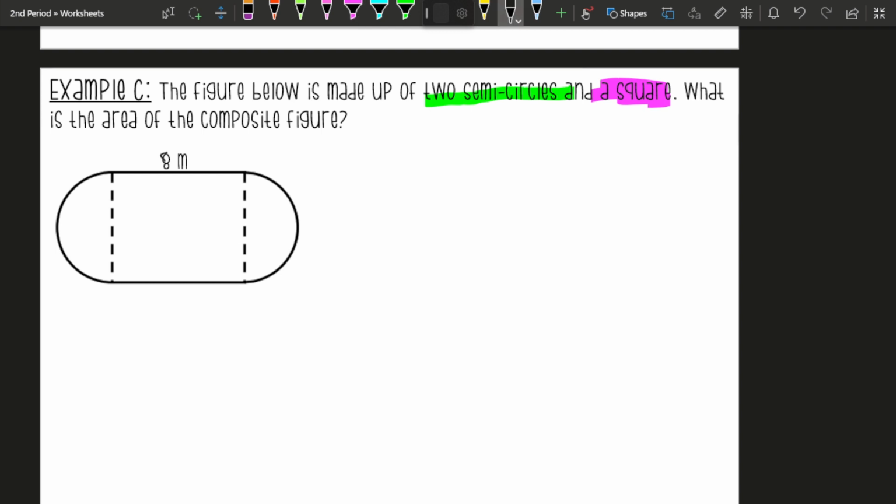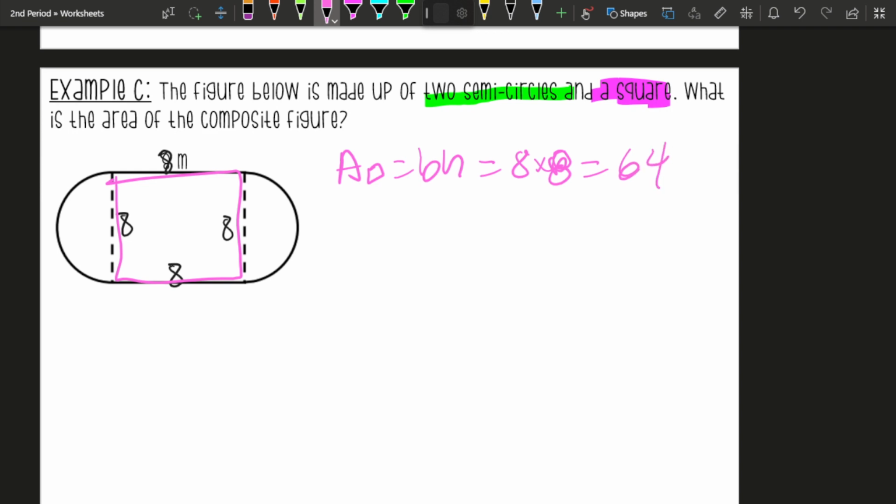So if this is 8, what is the bottom? 8. What is the side? 8. And what is the other side? 8. So for the square, it's easy right here. Area of a square is just base times height, which in this case is 8 times 8, which is 64 meters squared.